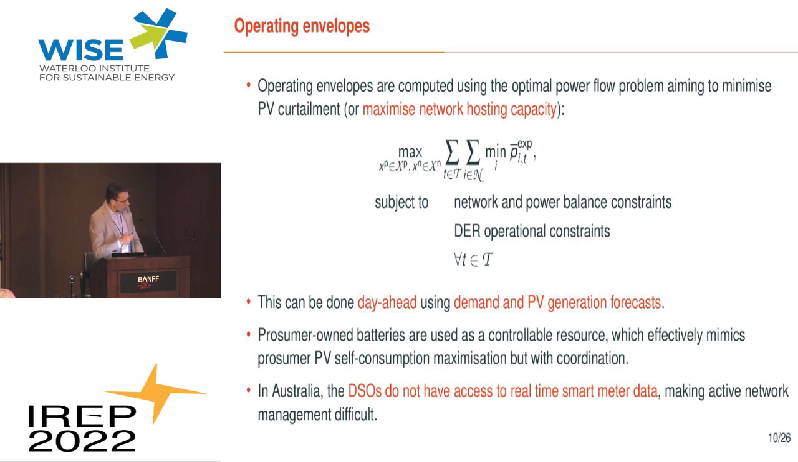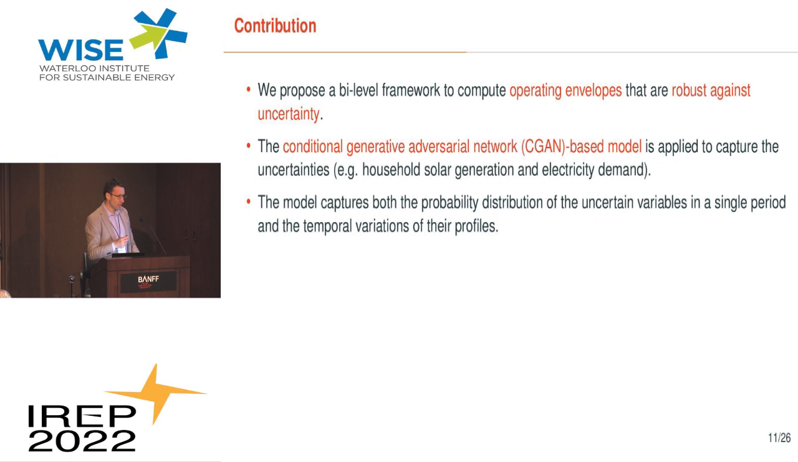So the contribution of this work is, actually in our previous work presented at the PSCC, we proposed a stochastic optimization framework for the computation of operating envelopes. And in this paper, we focus on how to generate probabilistic forecasts of PV generation and load demand so that the DSO can compute those operating envelopes that are robust to uncertainty.